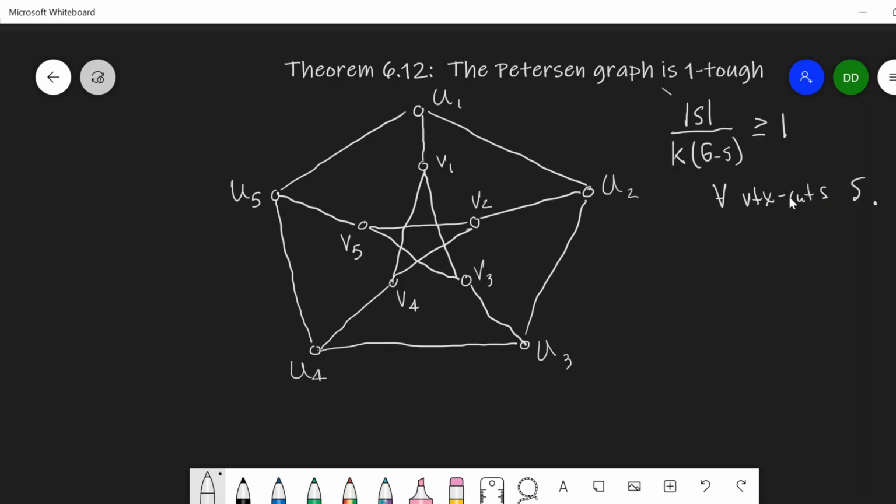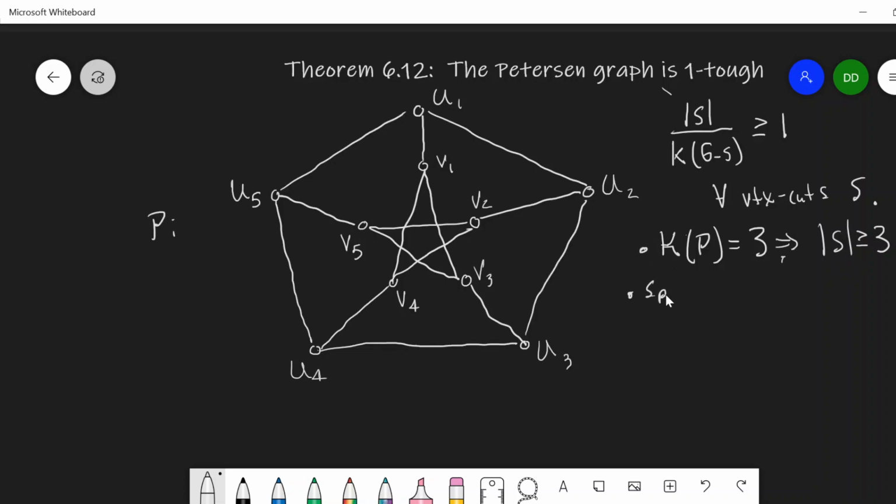All right. Well, remember that the connectivity of the Petersen graph is 3. That means the smallest number of vertices whose removal disconnects the graph is 3. That is, the minimum cardinality of a vertex cut is 3. And so we have immediately that we only need to consider cases where the cardinality of S is at least 3. And then let's see an upper bound for S.